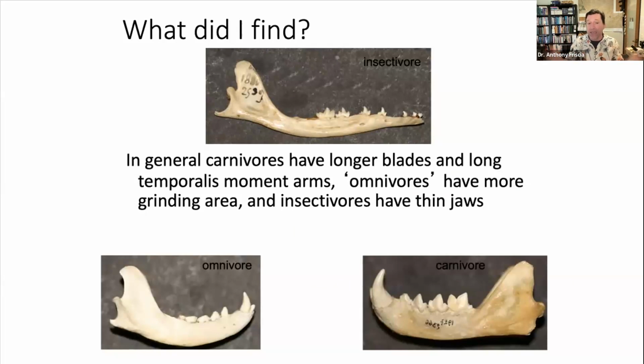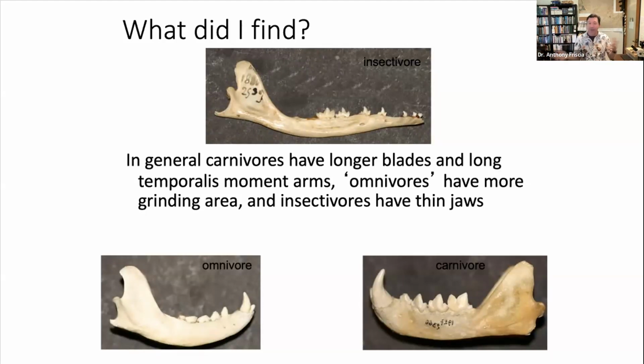And so the sort of trends that I find were that in general, carnivores, that is animals that mostly eat meat. So this is just to back up a little bit. Carnivore is an ecological term. It means a meat eater. Carnivoran is the taxonomic group that includes lions and tigers and bears and things like that. So in general, in this case, meat eaters have longer blades. Okay, that makes sense, right? And they also have longer moment arms. That is, they tend to have stronger muscles that allow them to make that slicing sort of movement. Omnivores, that is animals that eat things other than meat.